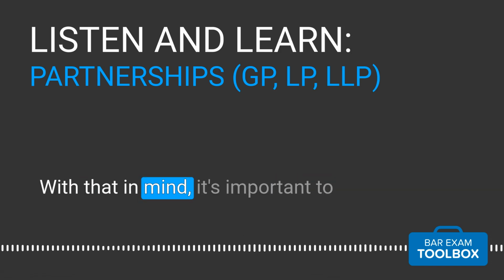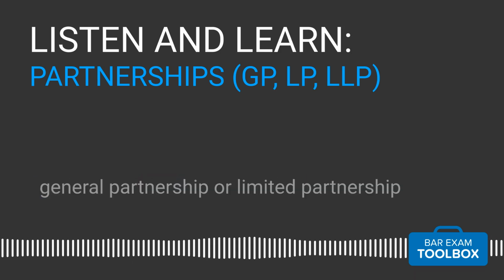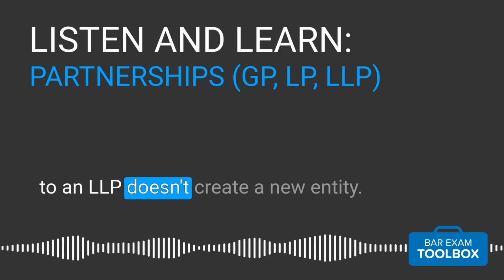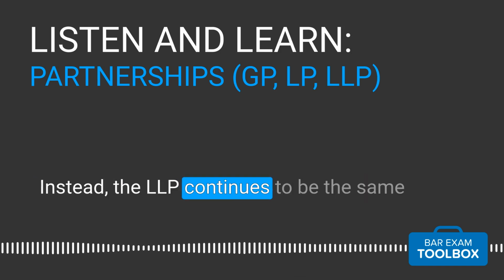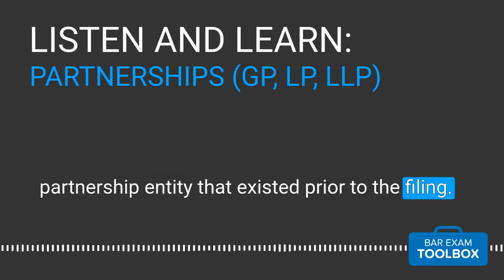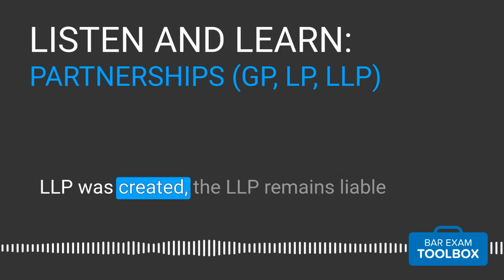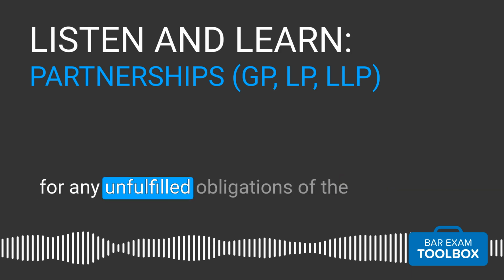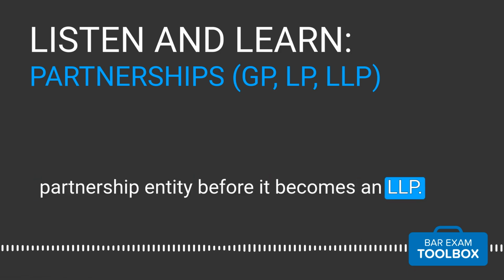With that in mind, it's important to understand that converting an existing general partnership or limited partnership to an LLP doesn't create a new entity. Instead, the LLP continues to be the same partnership entity that existed prior to the filing. Thus, if any liability arose before the LLP was created, the LLP remains liable for any unfulfilled obligations of the partnership entity before it becomes an LLP.